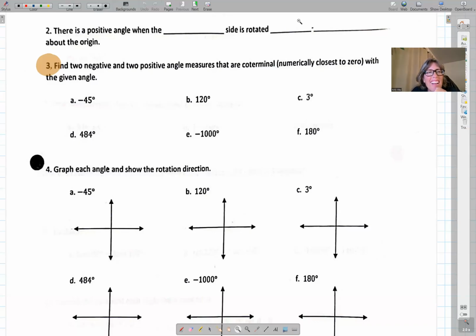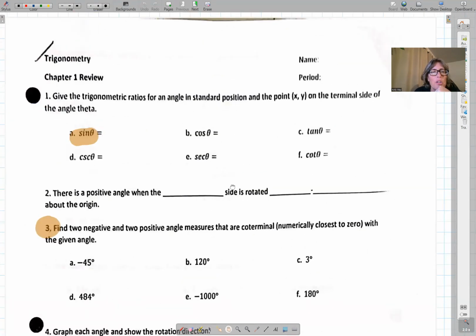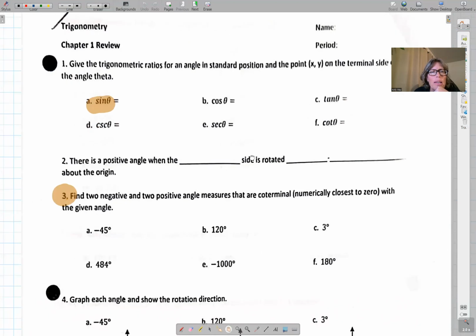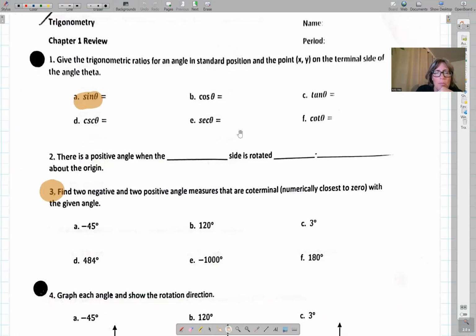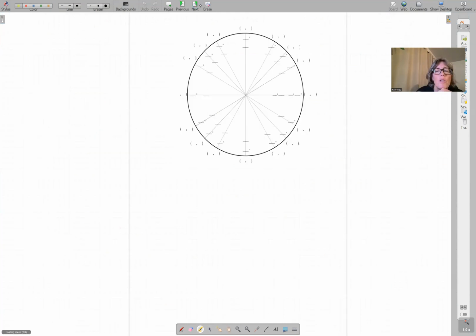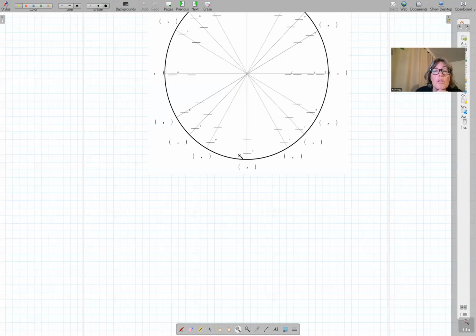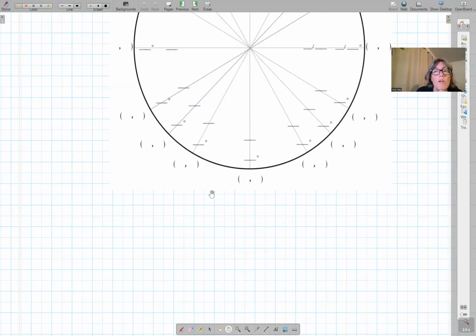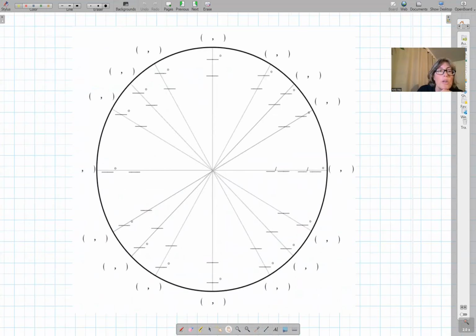Hi there, Esther. You asked a few questions about this, and you mentioned number one, what sine of theta would be. But it's specifically relating to give a trigonometric ratio for an angle in what's called standard position at the point x, y on the terminal side of angle theta. All of that is based on what's considered the unit circle. This is the main hub of all of trigonometry.